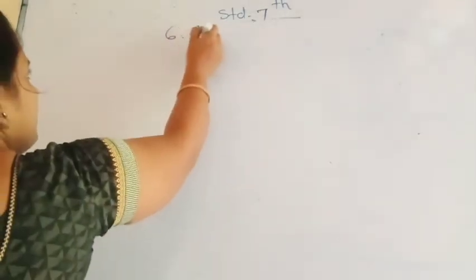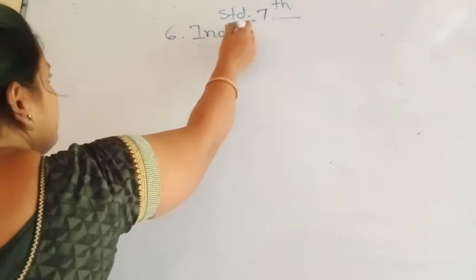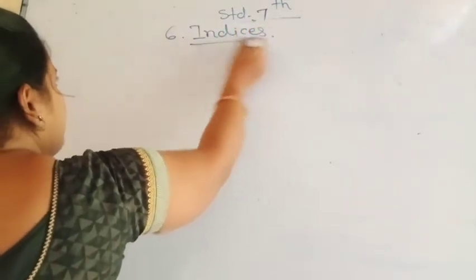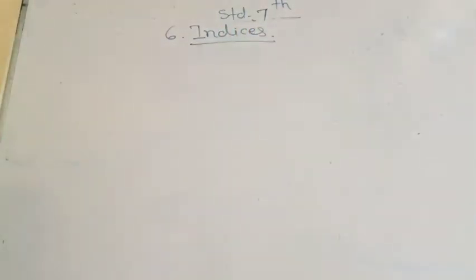Students, today we are going to study a new chapter, Chapter 6, Indices. Each of 7 children, senior textbook page number 43.